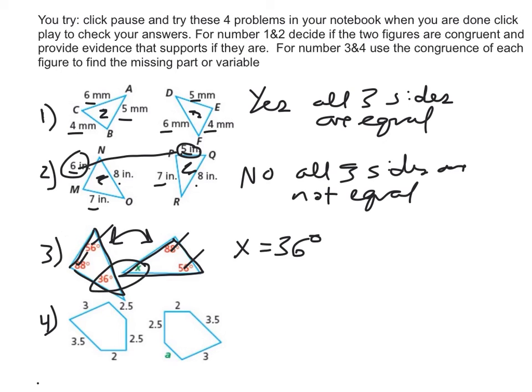For number 4, it's a polygon, and they're congruent. All the sides are equal. So what side would match up with A? So this side is 3, this side is 3, 3.5 and 3.5, 2.5 and 2.5, 2 and 2, that leaves another side of 2.5 for A. So A would equal 2.5. Good job.